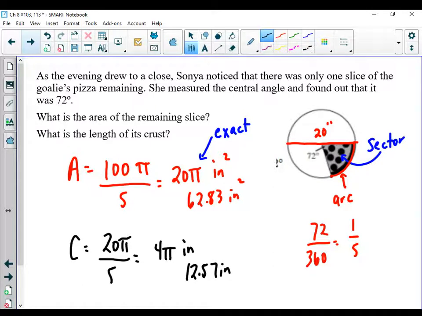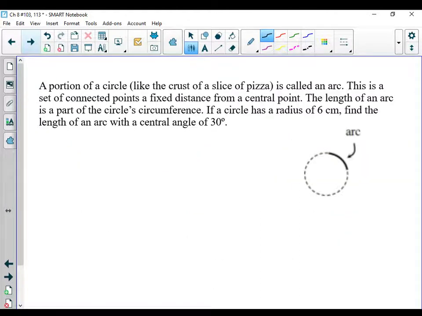So really, when we look at these sector problems, these arc length problems, we're just looking at what portion of the circle we have for this situation. And then we just find out what that portion is of the entire circle itself. So again, a portion of a circle, like the crust of a pizza, is referred to as an arc. So anytime you hear them reference an arc, they're talking about that portion of the outside of the circle.